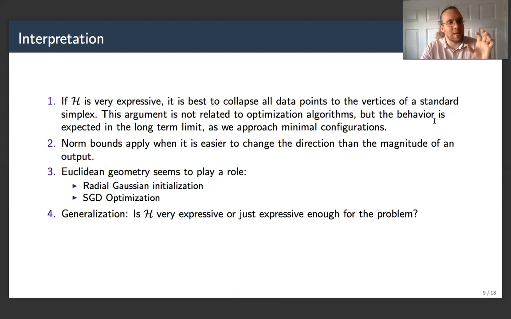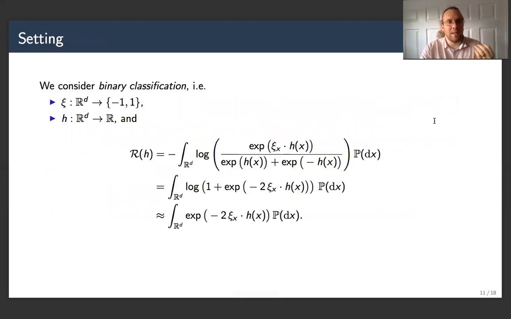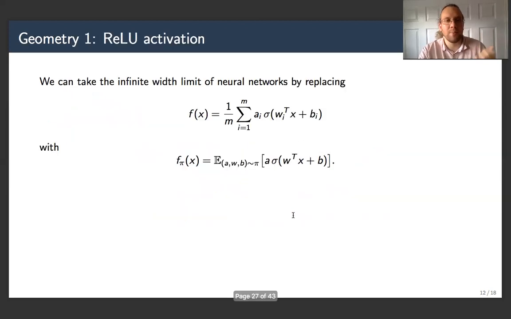So how this result relates to generalization is an open question. For shallow neural networks, we've got some counterexamples. Specifically, we're considering binary classification to avoid vector-valued outputs. So we've got cross-entropy loss, where xi is +1 or -1. So we want to get the right sign of the classifier. And we approximate this by a simpler loss functional where we can actually compute gradient flows more directly.